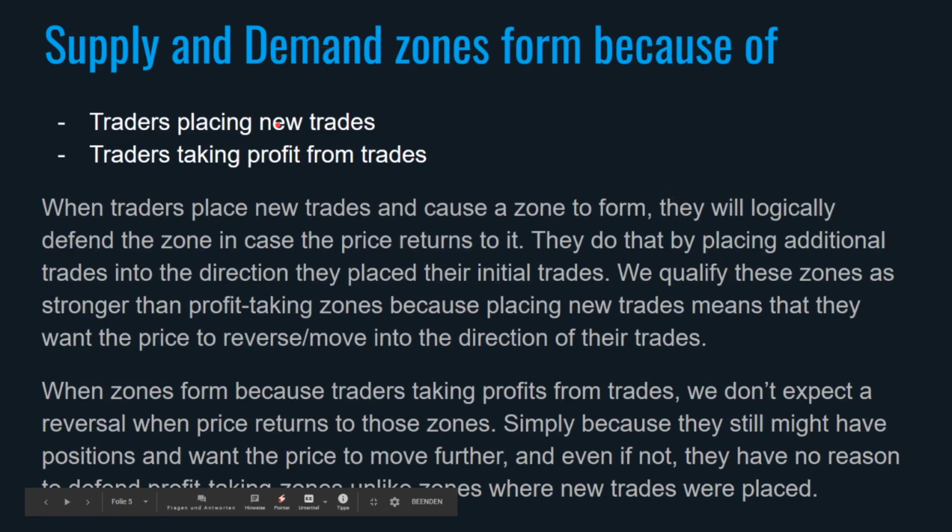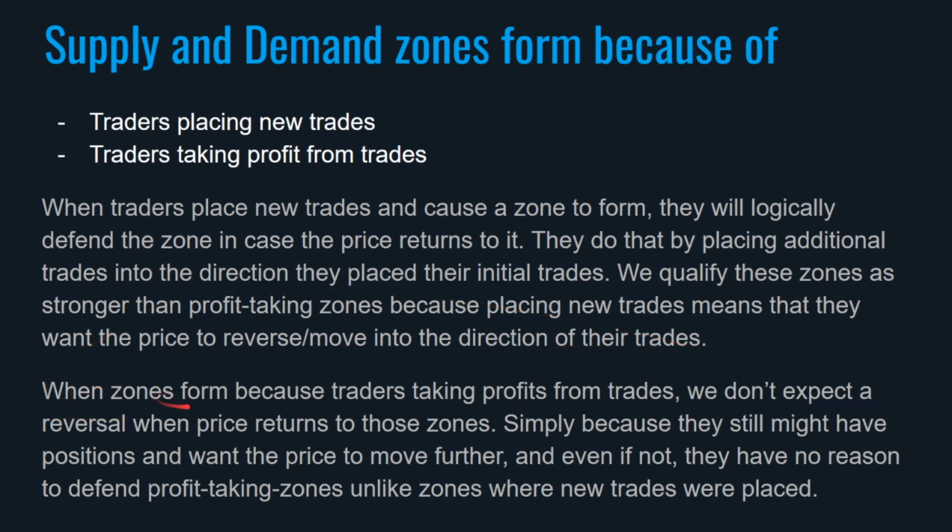Supply and demand zones form because of traders placing new trades or traders taking profits from trades. When traders place new trades and cause a zone to form, they will logically defend the zone in case the price returns to it. They do that by placing additional trades into the direction they placed their initial trades. We qualify these zones as stronger than profit-taking zones because placing new trades means that they want the price to reverse or move into the direction of their trades.